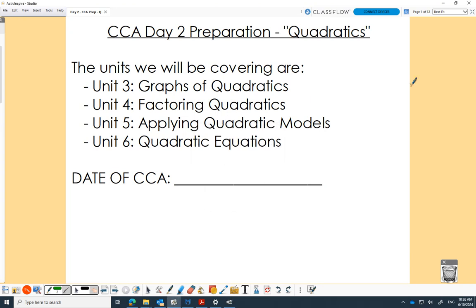All right, CCA prep day 2, quadratics. I think this is the one you got to lock in for. I believe that. Yeah? This is the big one because there's lots of details here. Even if you did great in all the quadratics chapters, you might want to look at this again because now it's not all in one chapter. It's not 3 different tests. It's all on one day. This unit will be covered by graphs, factoring, applying quadratic models, and quadratic equation.